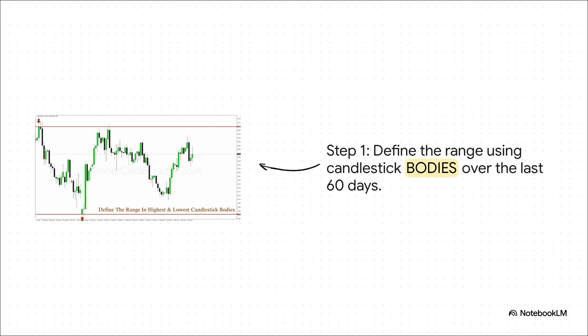We look back over the last 60 trading days and find the highest high and the lowest low. But, and this is the key detail, we are completely ignoring the wicks. We are only focused on the candlestick bodies. That's the open or the close. Why? Because that gives us the true institutional range we need to work with.